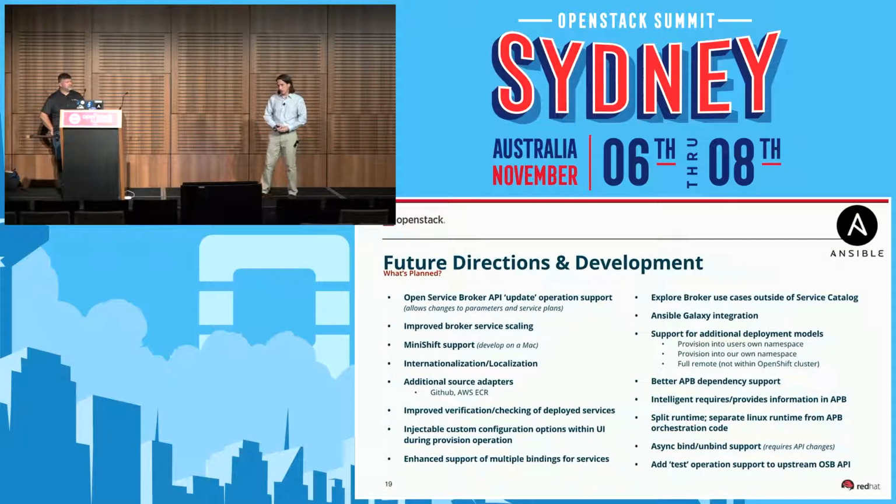The last two on this list, async bind, this is actually underway. This needs to be fixed in the upstream API. This is kind of a little bit of a problem for us right now. And the last one is the test operation. We mentioned it earlier, I didn't really cover it, but we've had a lot of interest to extend the Open Service Broker API to support something as a functional test.